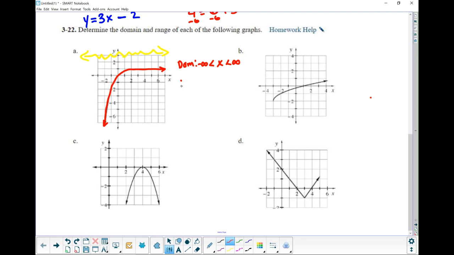The range is all y's, and you have to look at the y's. How far does it go on the y? Well, you see the down arrow? That means it's going to keep going down, as far down as we can see, which is negative infinity. So y's are greater than negative infinity.